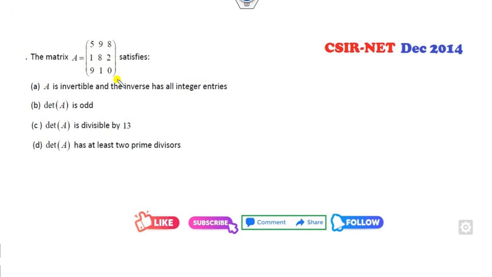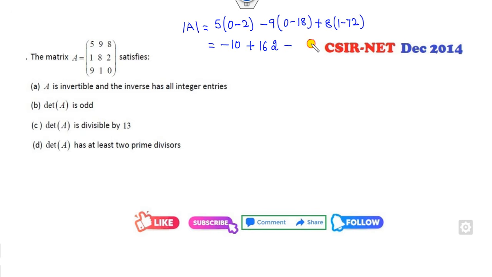The matrix A will satisfy the determinant. So you need to firstly find the determinant. This is 5, 0 minus 2, minus 9, 0 minus 18, plus 8, 1 minus 72, minus 10, plus 162, minus 71, this number, 152, minus 568, minus 416. It is an odd number, but it is my even number. It is divisible by 3.